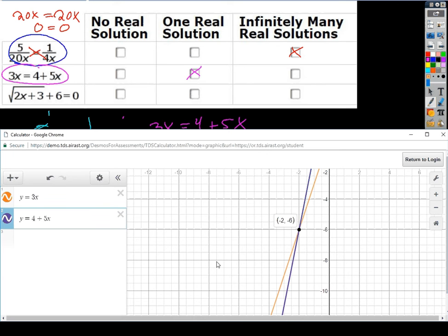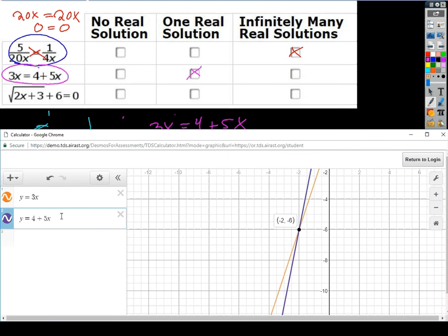So without even graphing that though, think about the orange line. What's the slope? 3. What's the slope of the purple line? 5. So if the two slopes are different, what does that tell you about the lines? If they have different slopes, are they going to intersect? How many times? Oh, for sure, they're just going to intersect once. Okay, so what about this last one down here?